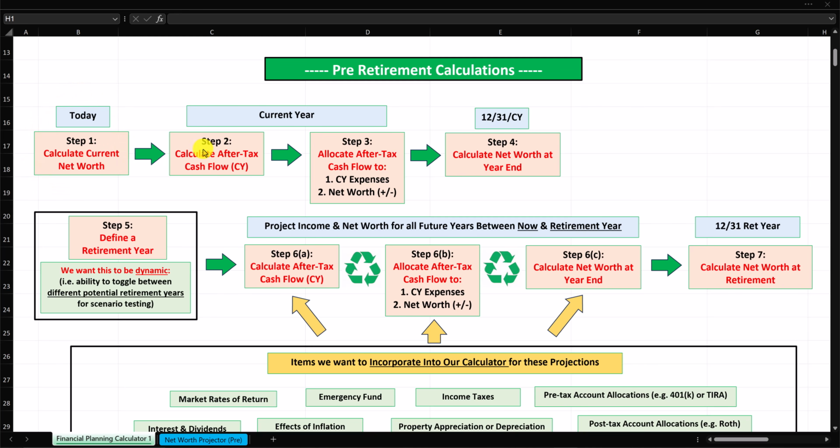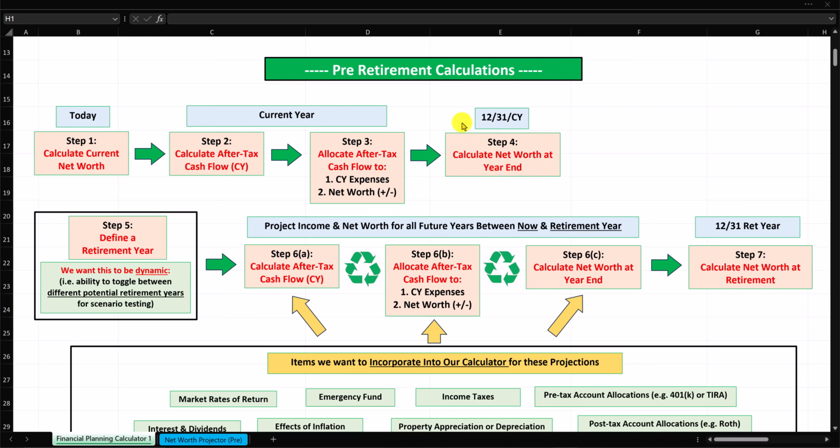Then in step number 2, we're going to calculate our after-tax cash flow for the current year. We're then going to go to step 3, where we're going to allocate our after-tax cash flow for the current year to 2 possible places. The first one would be to current year expenses, to pay our bills, to satisfy our budget, and so on. And then the second place is going to be to our net worth. Anything that's left over after we cover all of our current expenses can be allocated to increase our net worth in our pre-retirement years.